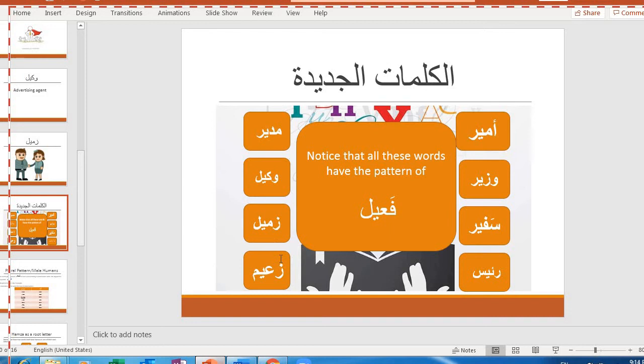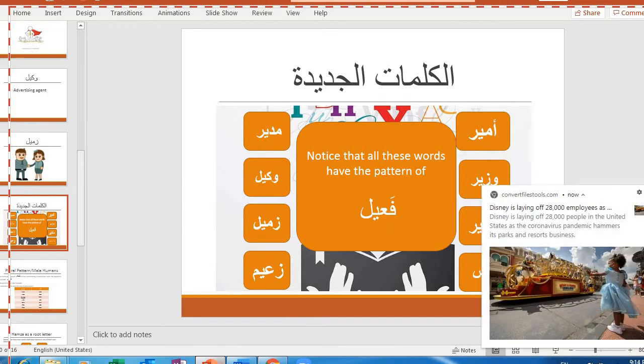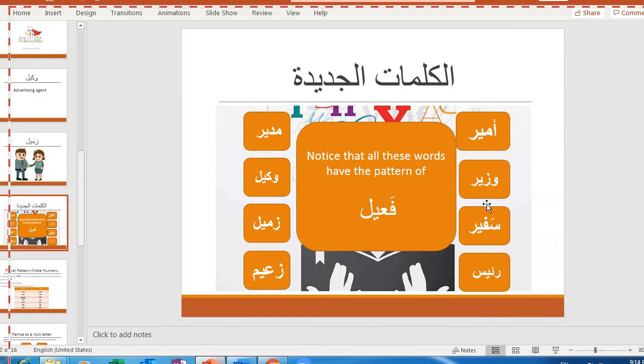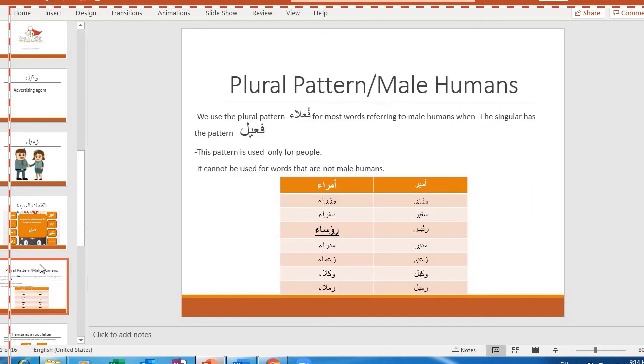If you notice, there is something common. These words all refer to people. Second, they are all on the same pattern of fa'il. So it cannot be used for words that are not male human.